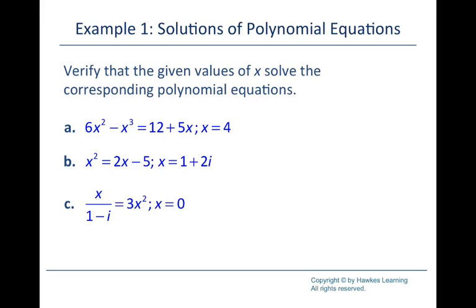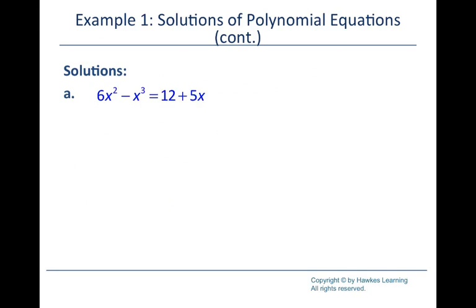Verify that the given values of x solve the corresponding polynomial's equation. So you have 6x squared minus x cubed equals 12 plus 5x for x equals 4. And then you've got a complex solution in your next problem, and then x equals 0, and you actually have a complex number in the problem itself in problem C. So let's look at the answers to these.